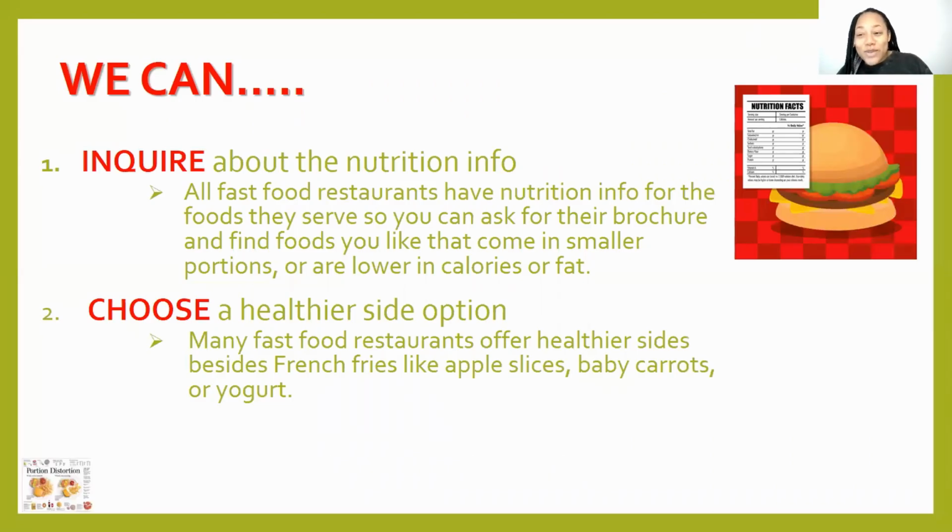So some things that we can do, we can inquire about the nutrition information. People forget about this, but this is something that is really true. All fast food restaurants have nutrition information for the foods that they serve. So you can ask an employee or a manager, whoever's there, if you can look at their brochure, and you'll be able to find foods that you like that actually come in smaller portions or that are lower in calories and in fat. And then you can also just choose a healthier side option.